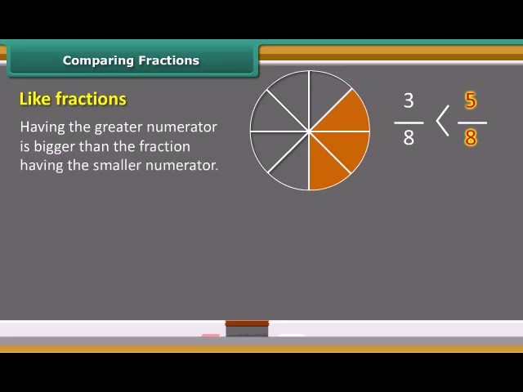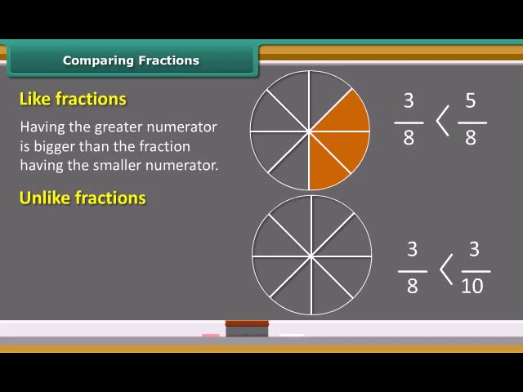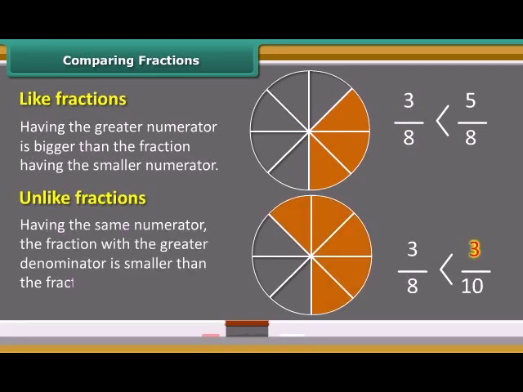In like fractions, the fraction having the greater numerator is bigger than the fraction having the smaller numerator. In case of unlike fractions having the same numerator, the fraction with the greater denominator is smaller than the fraction with the smaller denominator.